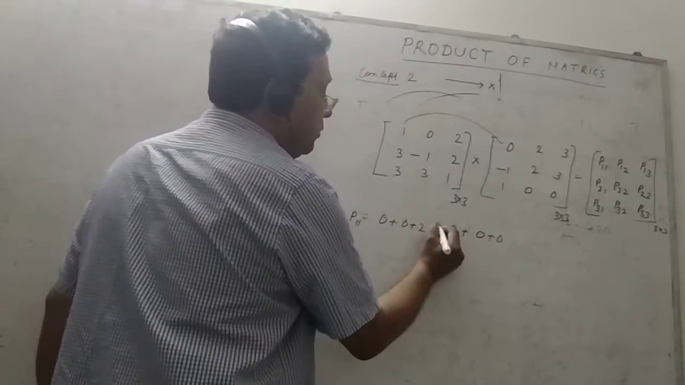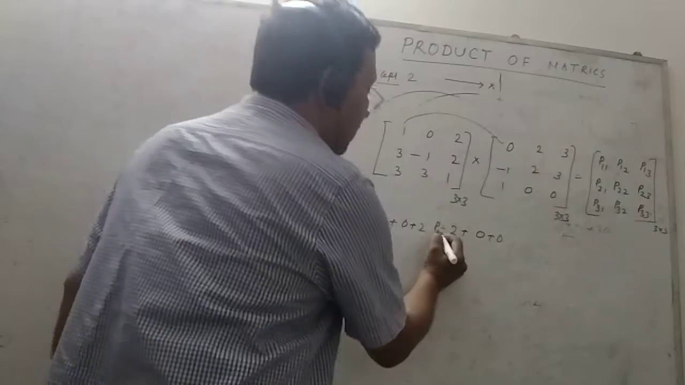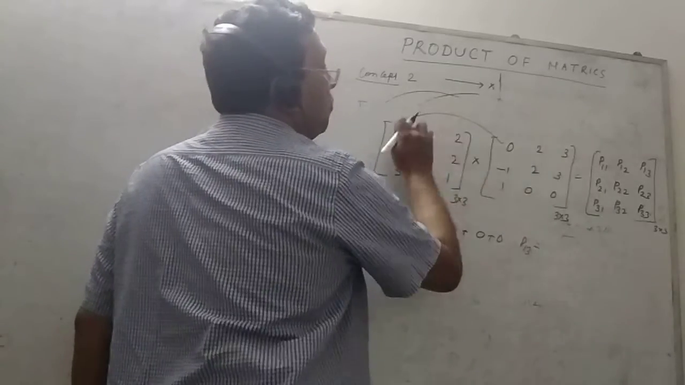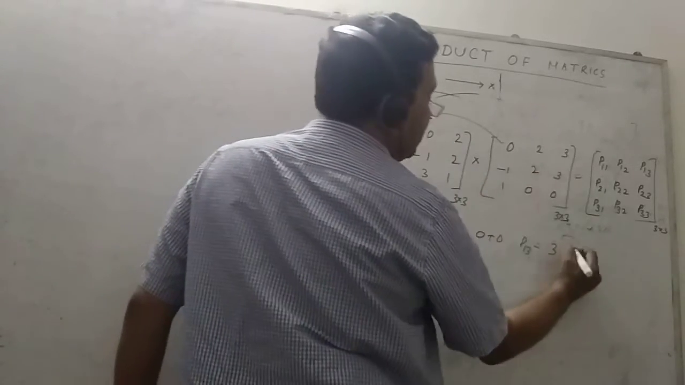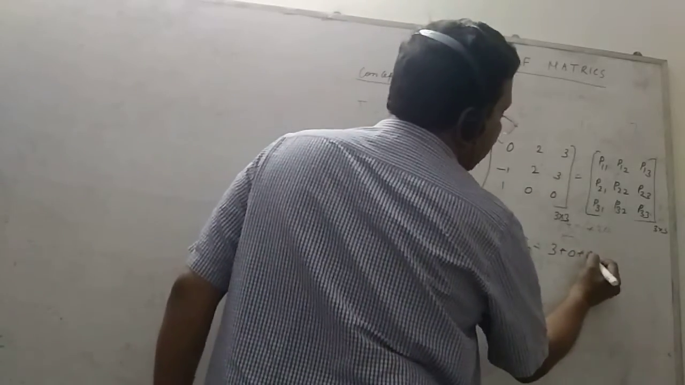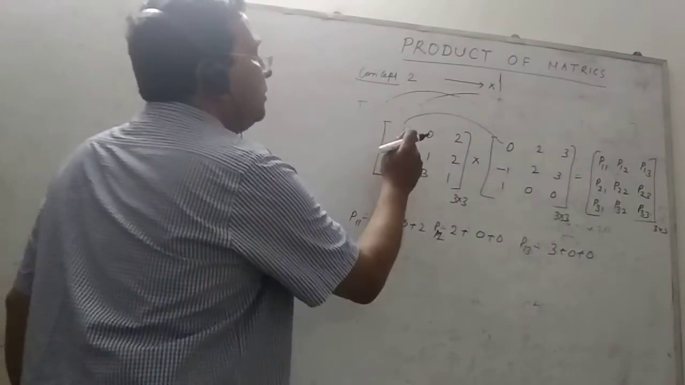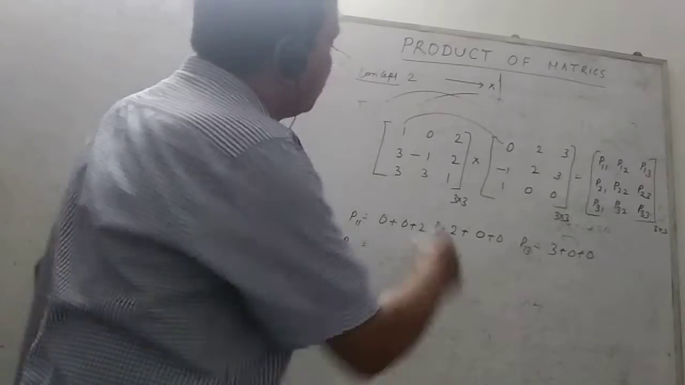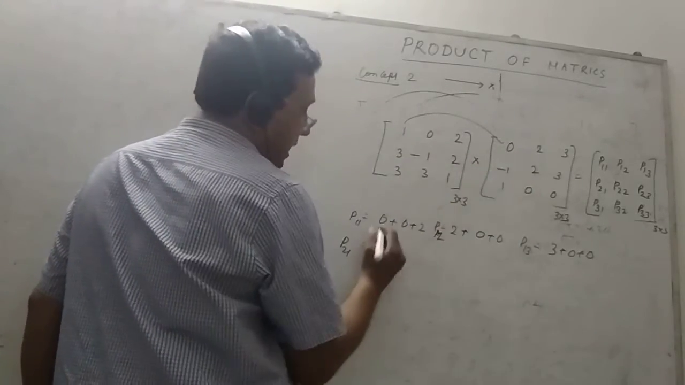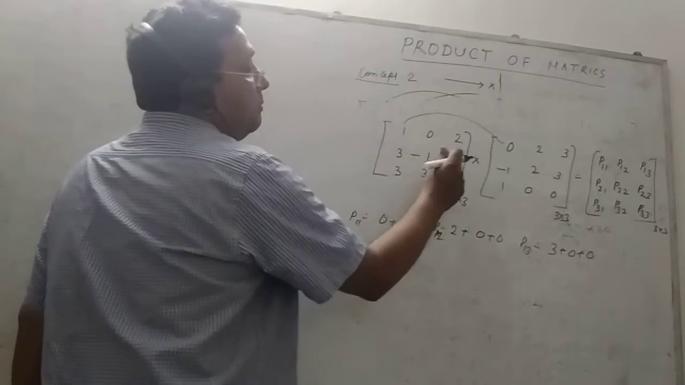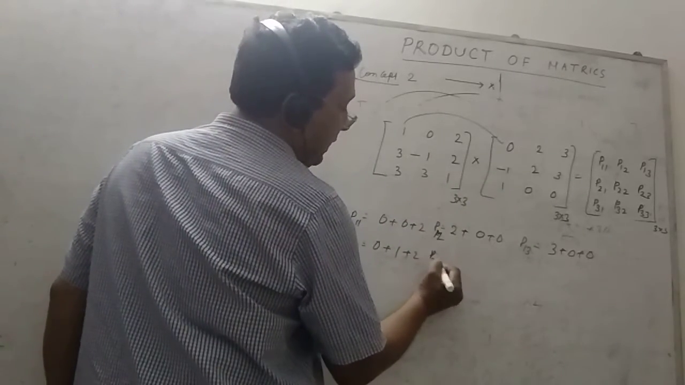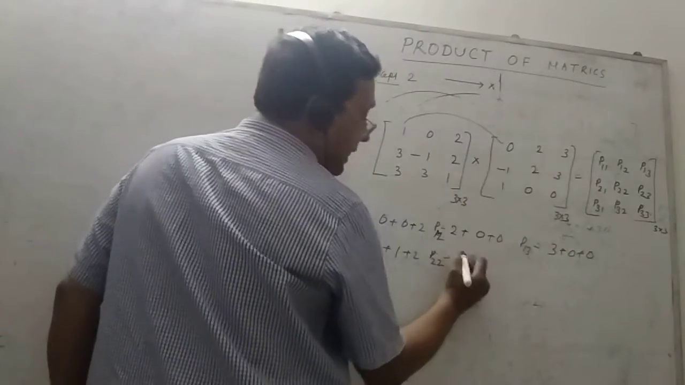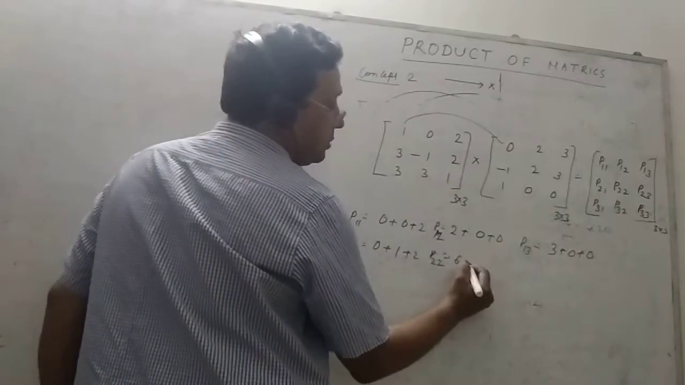So this is my P12. Next is P13. P13 means first row and third column. So 1 into 3, 3, plus 0 into 3, 0, plus 2 into 0, 0. So in this way you can get P13. Then P21, second row and first column. So 3 into 0, 0, minus 1, plus 1, plus 2 into 1, plus 2. What is P22? See the scheme. Second row and second column, 3 into 2, 6. Then minus 1 into 2, minus 2.